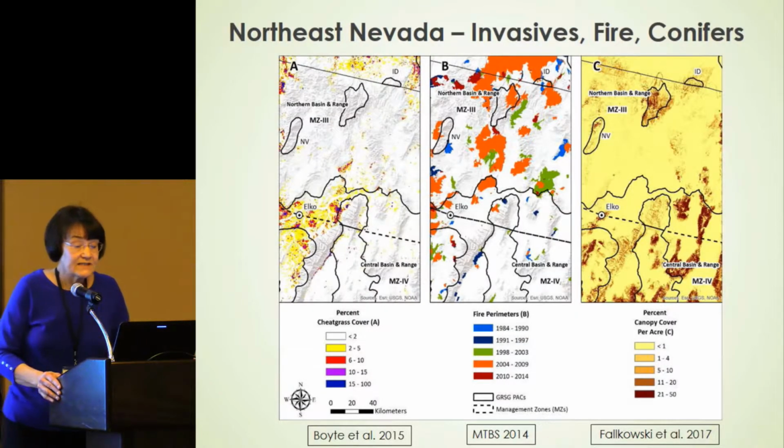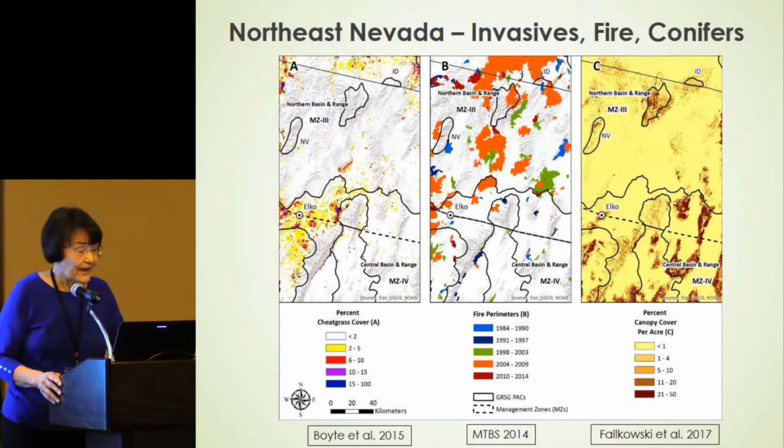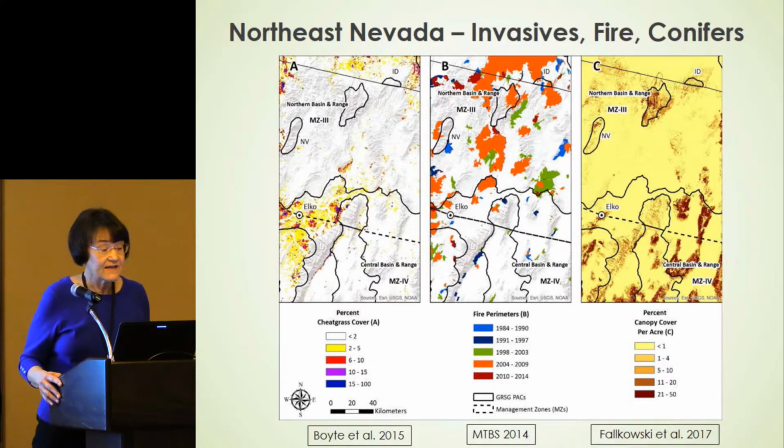We can use Northwest Nevada as an example of how this works. This is an area around Elko. The packs are essentially the outlined areas, and the primary threats are illustrated here in the 3 different panels. If we look at the first panel, we can see that cheatgrass cover is relatively high in what are essentially low resilience and resistance areas with warmer and drier soil temperature and moisture regimes.